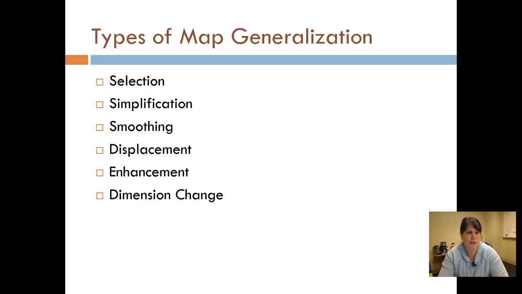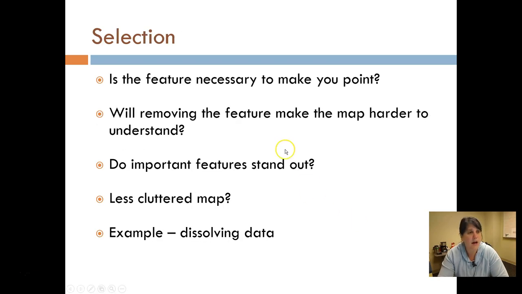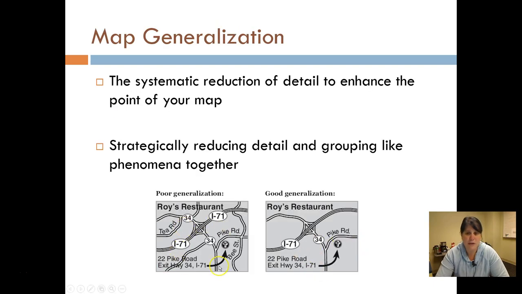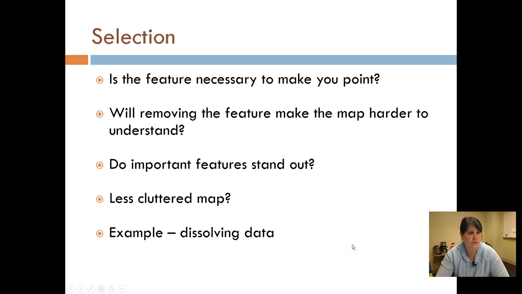So the different types of map generalization that we're going to talk about are selection, simplification, smoothing, displacement, enhancement, and dimension change. The first generalization concept is selection. Is the feature necessary to make your point? Like in that previous map, are all these features necessary to make the point that you're trying to make? You have to ask yourself that question. And if you do remove that feature, will it make the map harder to understand, or will it essentially not really matter? Do the important features stand out? Does it make for a less cluttered map?